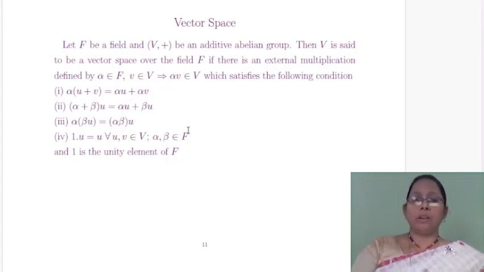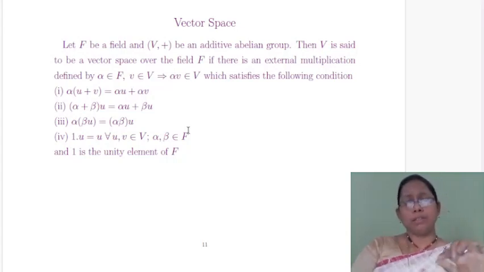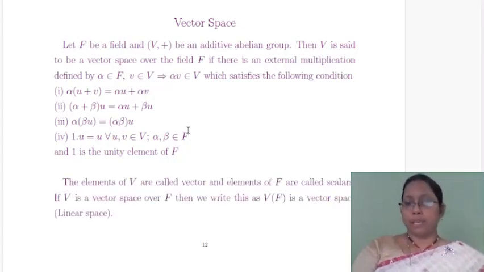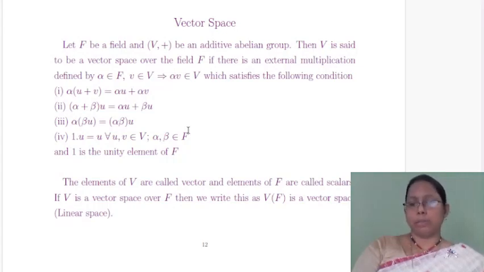This multiplication here is not our usual multiplication. This denotes the binary operation. This is a notation for binary operation. The elements of V are called vectors and the elements of F are called scalars. If V is a vector space over F under the same field additions, vector additions and scalar multiplications, then we say V over F is a vector space. Vector spaces are also known as linear spaces.